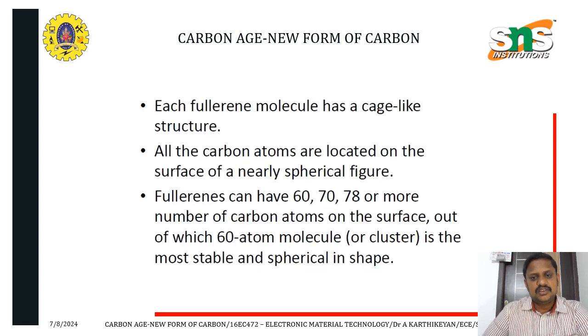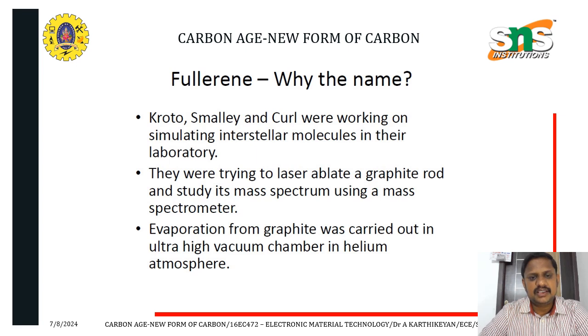And also each fullerene molecule has a cage-like structure, and all the carbon atoms are located on the surface of a nearly spherical figure. The fullerenes have 60, 70, 80 or more carbon atoms on the surface, out of which the 60-atom molecule is the most stable and spherical in shape. Especially it's available in spherical shapes only.